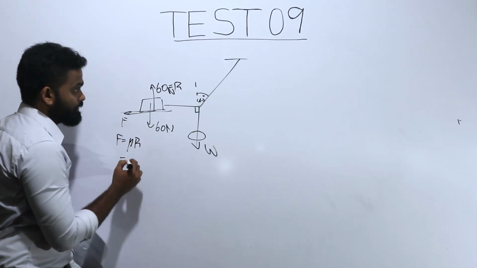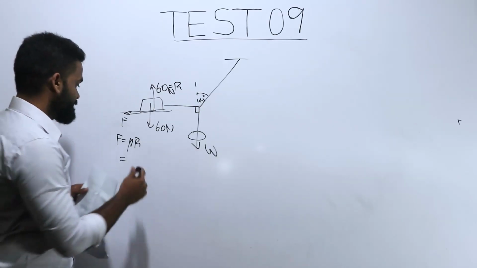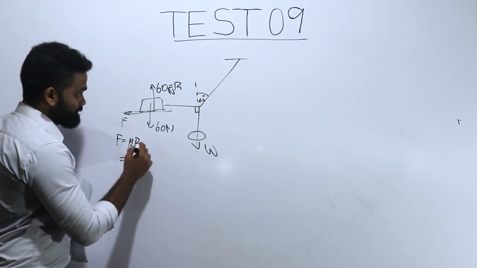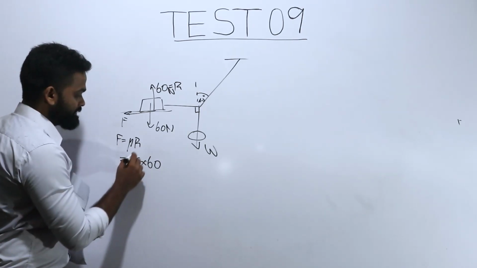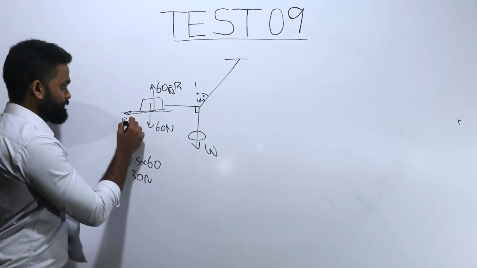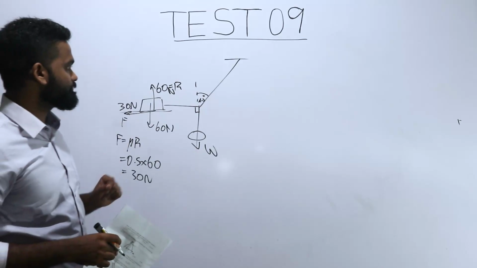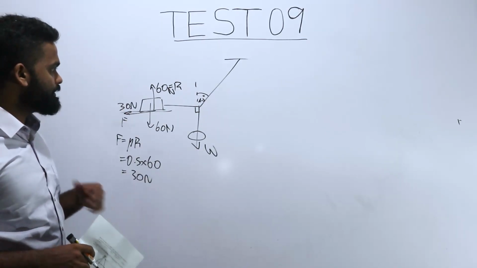So F equals mu R. The friction coefficient is given as 0.5 times R, which is 60. So this is half times 60, that should be 30 Newton. So the friction acting here should be 30 Newton. Okay, now we have these values.